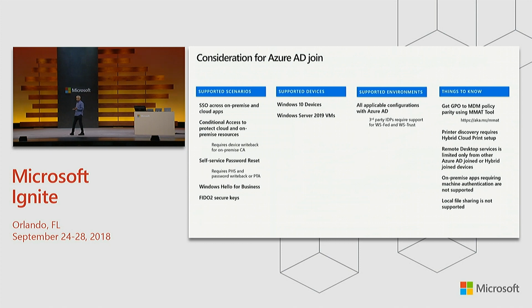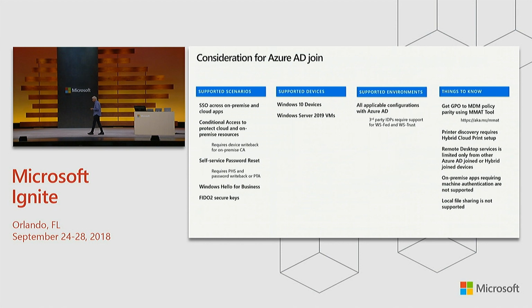So we have a tool for that called the MDM Migration Analysis Tool. There's a link in the deck, but you can go to that tool and run an evaluation in your environment for all the GPOs that you care about, to see if there's a corresponding MDM CSP support in our platform or not. Then the other caveat is around printer discovery.